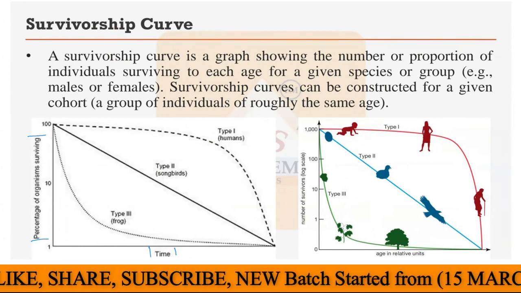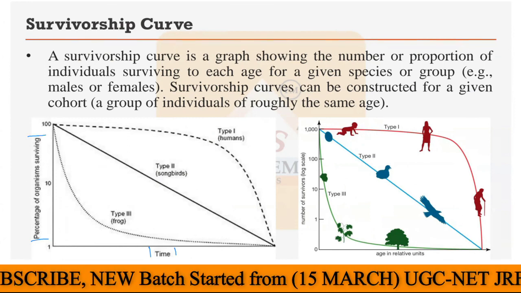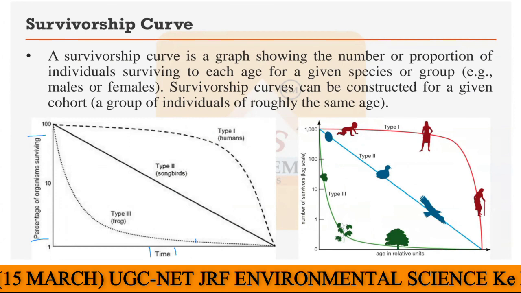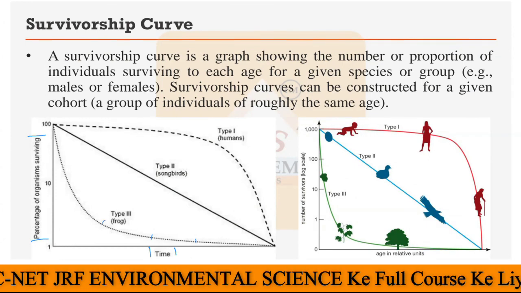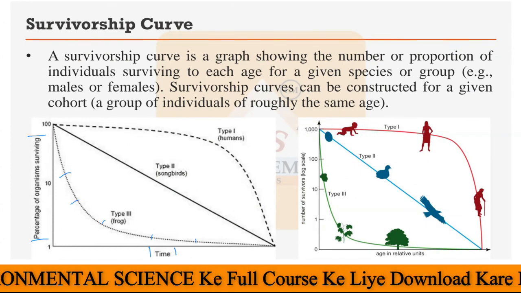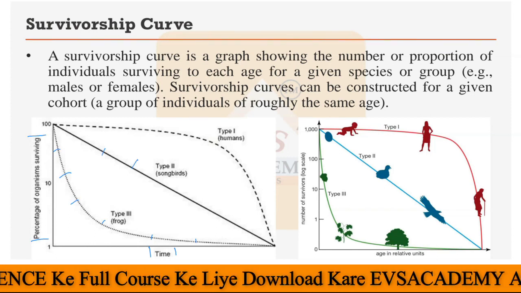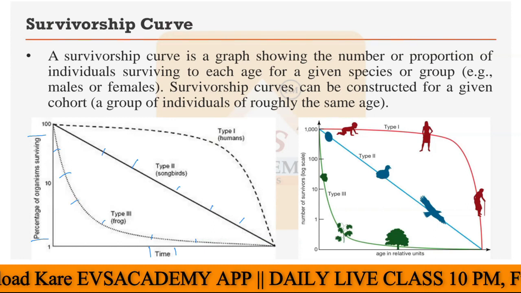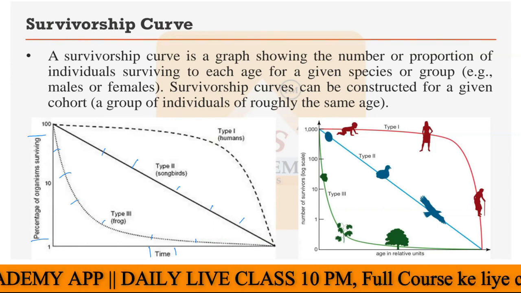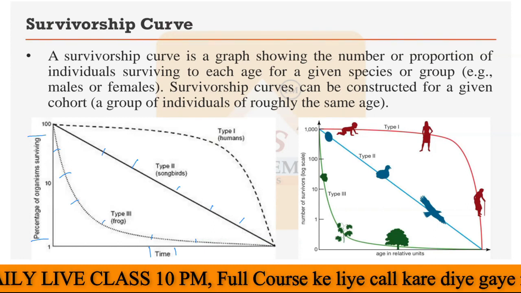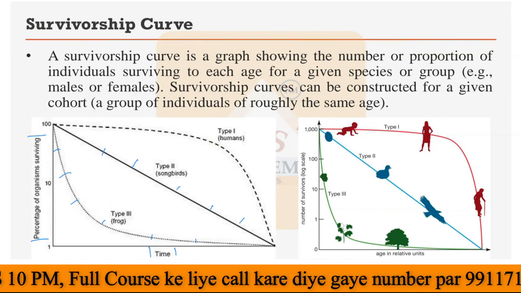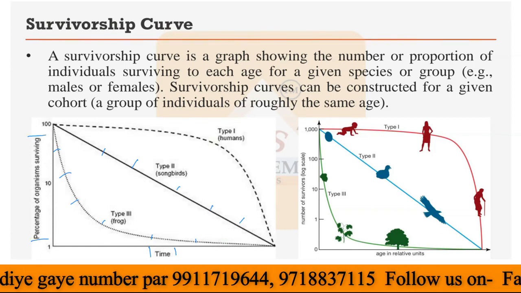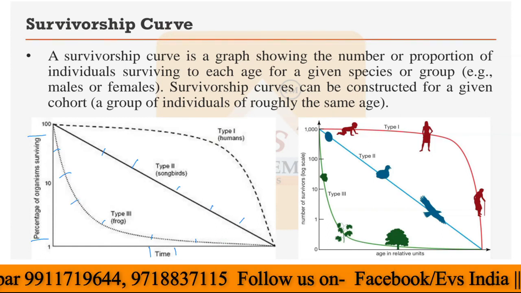Now, what is the survivorship curve defining? The survivorship curve is defining the number of individuals present at any particular time. Here you can see the number, or percentage, of organisms which are surviving. Here you can see this is the time and this is the percentage of the organisms. In this particular section, you can see type 1, type 2, and type 3. Three types of different survivorship curves you can find here.